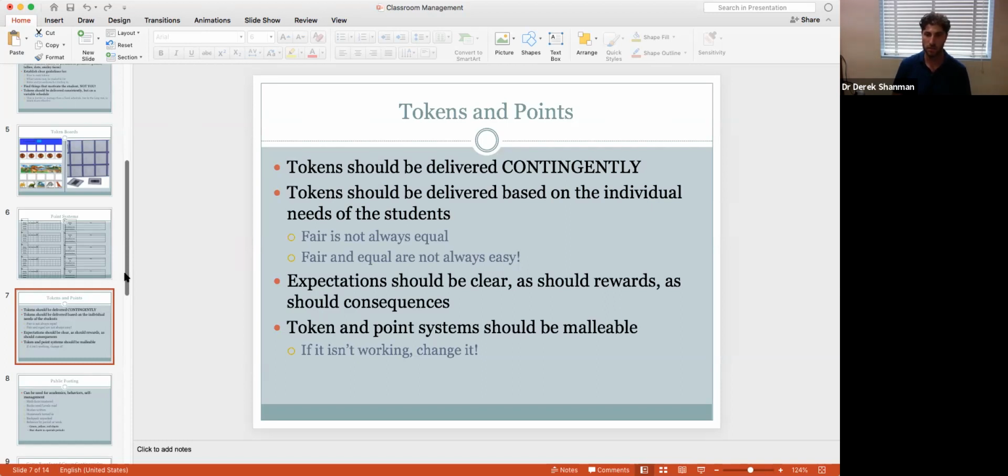Expectations should be clear. So should rewards, if you get bonuses for anything, that doesn't mean you're always going to see that. So should consequences. We'd never want to take points away if we can help it, all right? We should have other means for correcting behavior other than removing points. That's something that I'll talk about more in 487. And finally, if not most importantly, token and point systems should be changeable. They should be malleable. If it isn't working, change it so that it does.